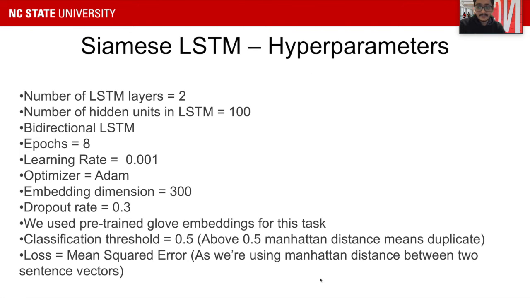The following were the hyperparameters that were chosen after the hyperparameter tuning. The number of LSTM layers was 2 and the number of epochs was 8. Also, the learning rate was 0.001 and the optimizer used was Adam.